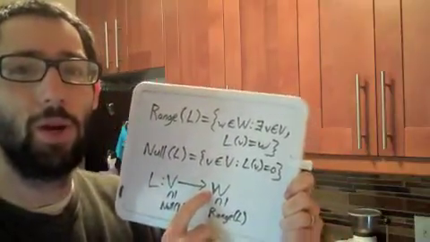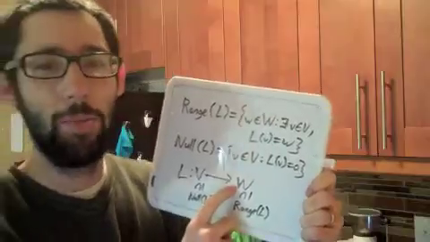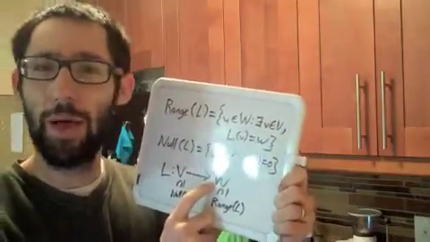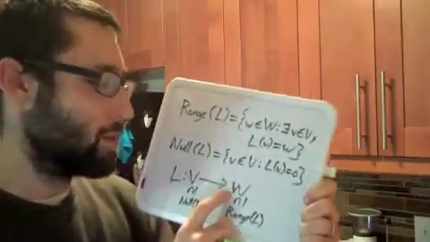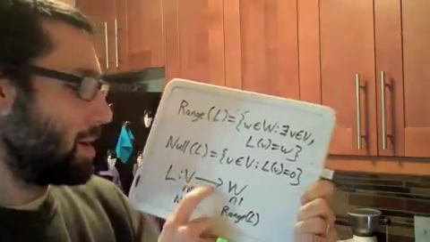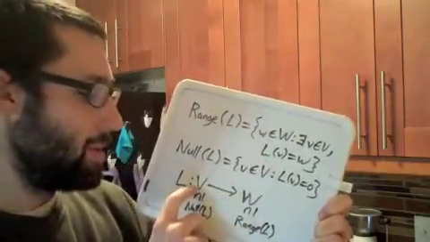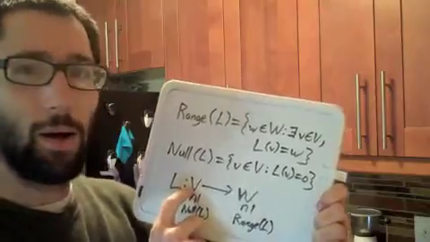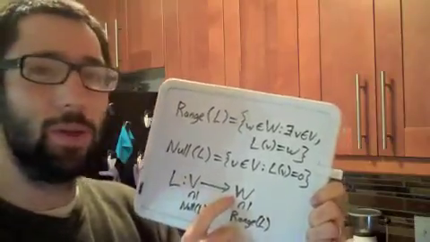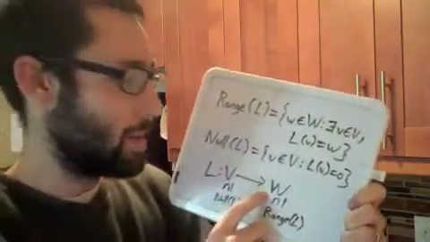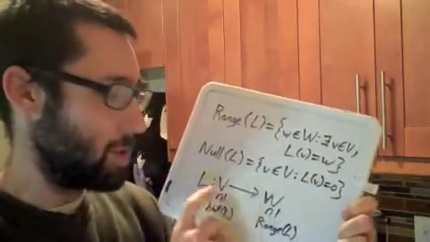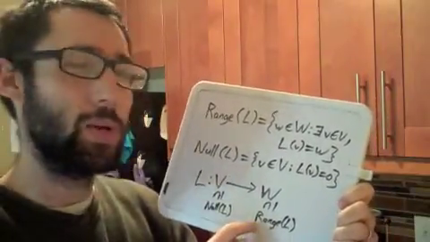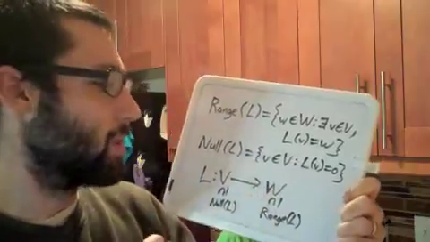W is called the codomain, which is a word that seems to be left out of a lot of the basic algebra books. There's domain and codomain. Everything in the domain gets acted on, but not everything in the codomain needs to be achieved by a function. So the range is what is achieved by the function, a subspace of the codomain.